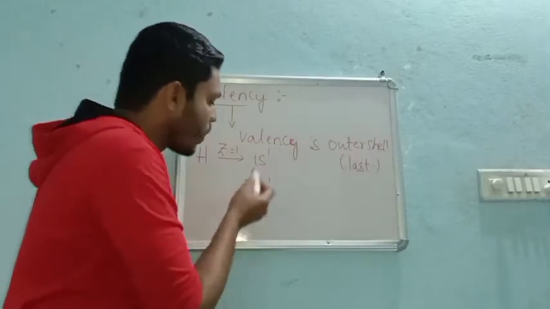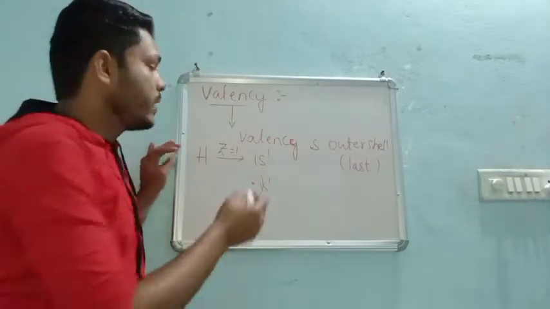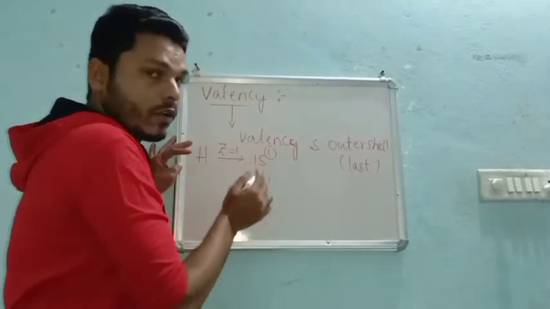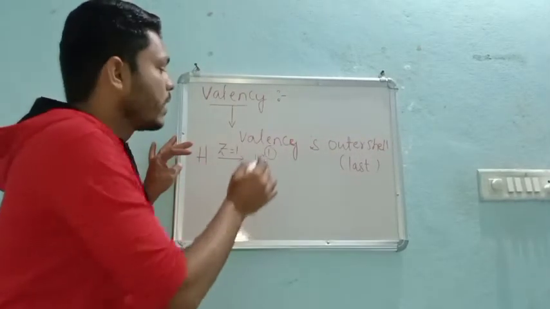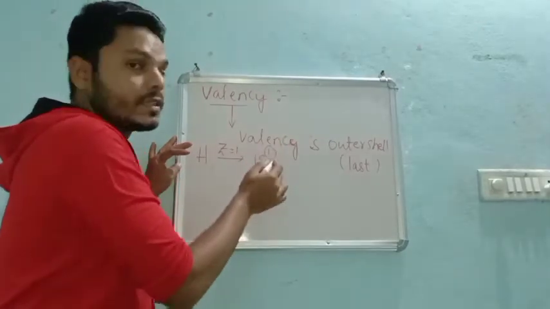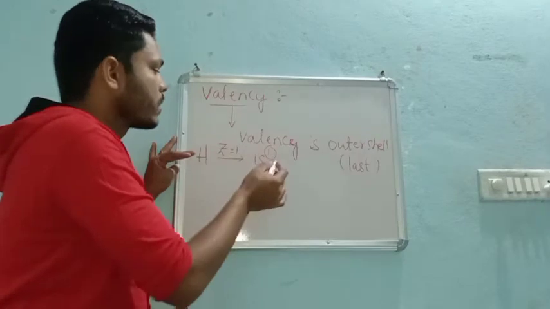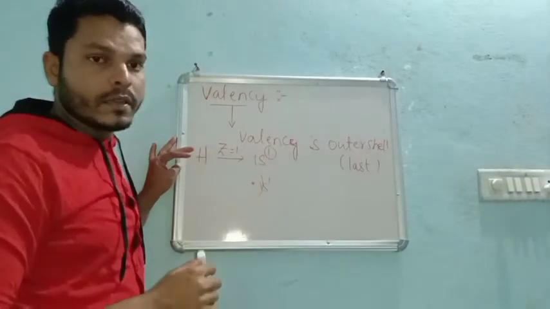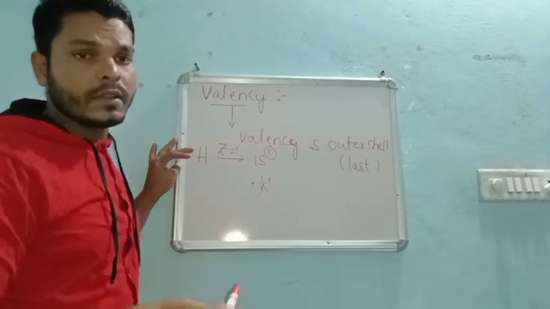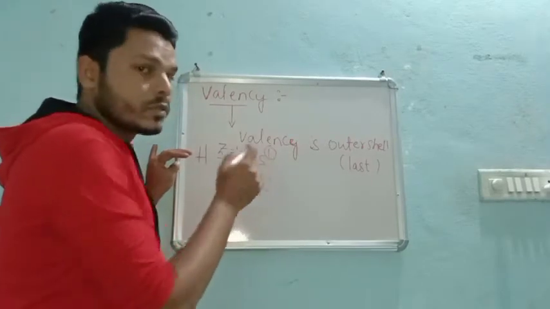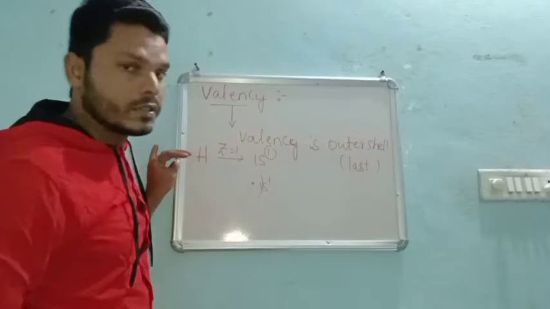Now, if I ask what is the valency of hydrogen, what do you say, based on what? Outer cell. The number of electrons present in the outermost cell is nothing but the valency of that particular element. For hydrogen, how many electrons are present in the valence cell? There is only one cell, that is the valence cell itself. So only one electron. Therefore, the valency of hydrogen is 1.